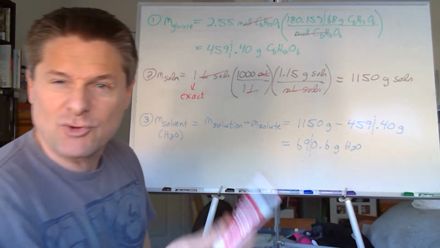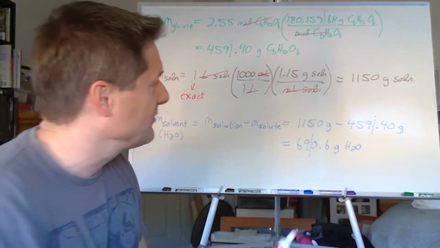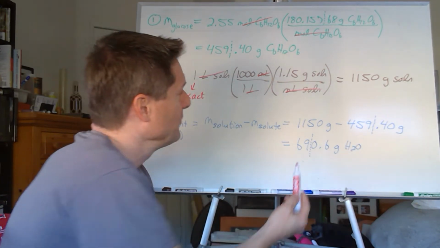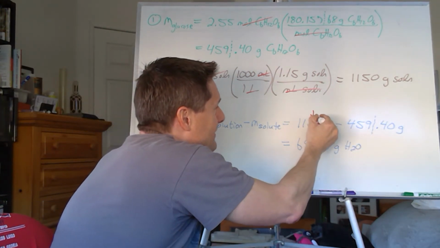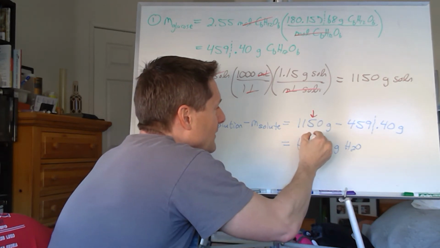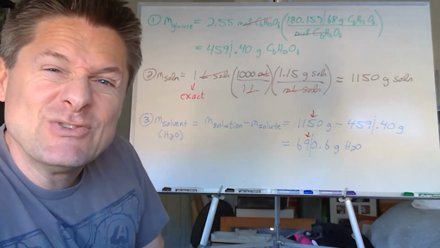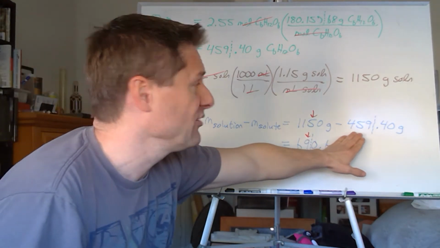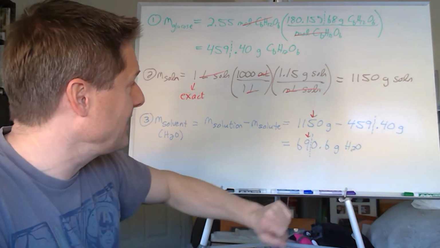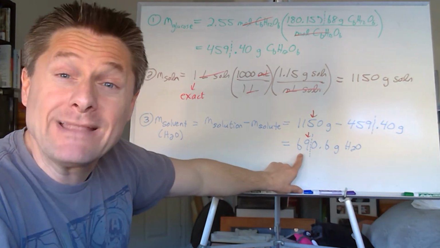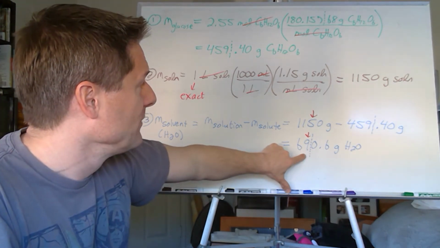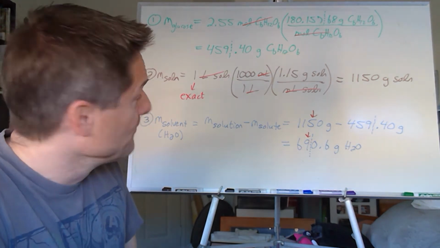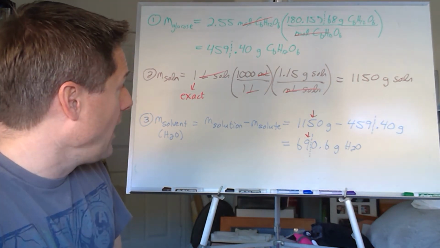Now here we're subtracting, so we're limited by the largest absolute uncertainty. This one is good to the ones place. This one is good to the tens place. So our answer is limited to the tens place. So take 1,150 minus 459.40, limited to the tens place. I get 690.6 grams of water, limited to the tens place. That's where my dashed line is, after the 9. All right, so move on to the other steps for me.